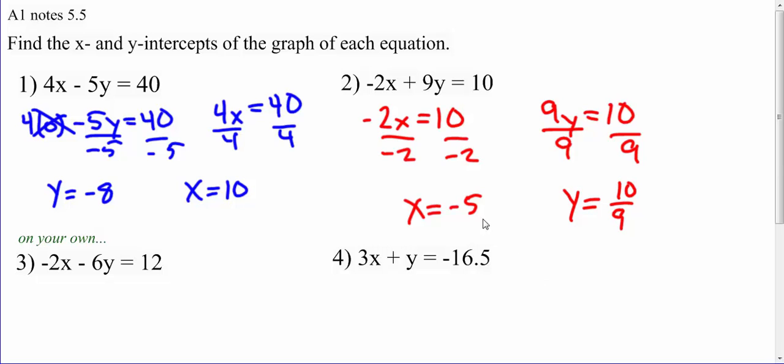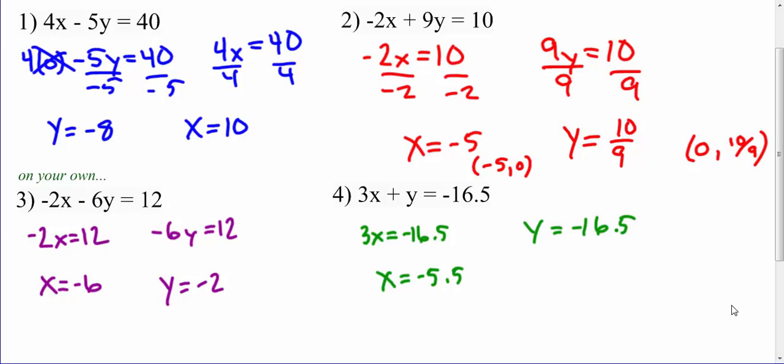Now if you think about these as just intercepts, we've done the job. If you would rather think of them as ordered pairs, it'd be like -5, 0, and 0, 10/9. All right, why don't you pause the video and give that a shot on the next two, 3 and 4, and then compare your answers to mine.